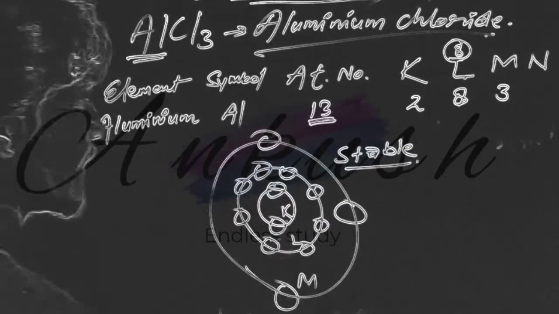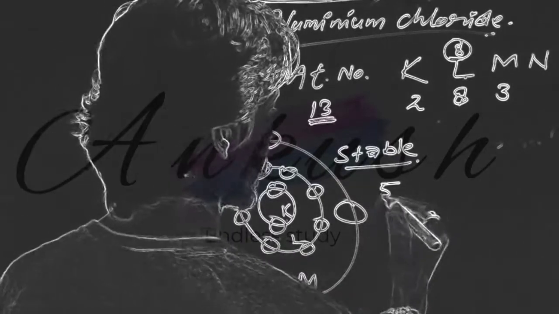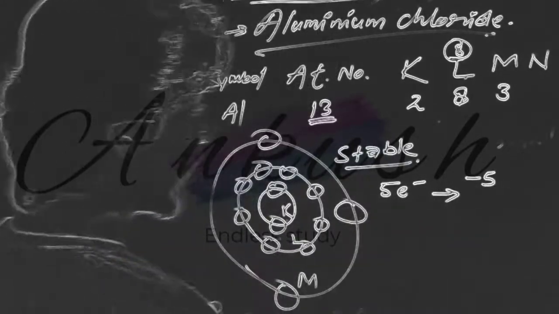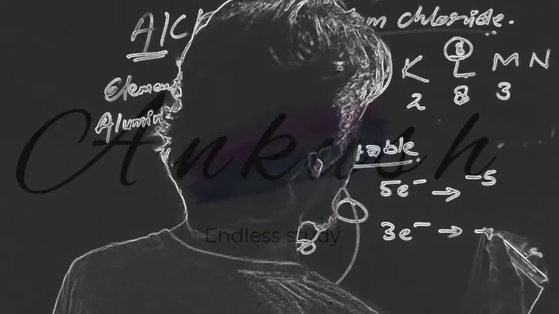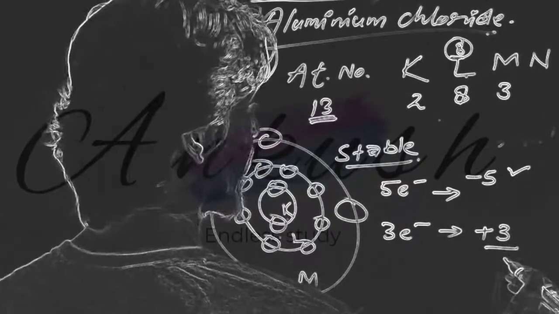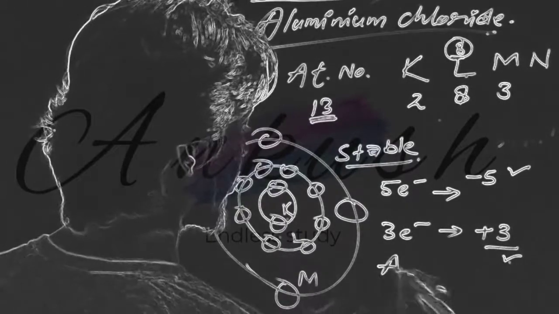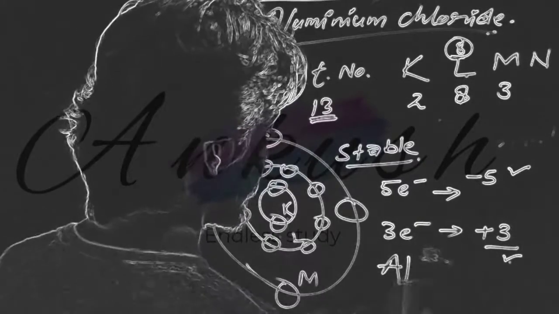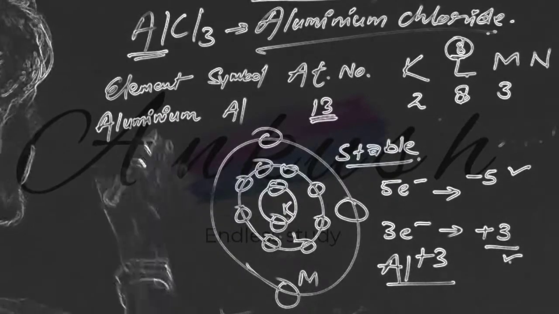Now you tell what is the better deal. We have to make it stable. So we need 5 more electrons. If you take 5 more electrons, the valency will be -5. But if you give off 3 electrons, then the valency will be +3. So what should we do? We should take 5 or we should give off 3. We should give off 3 electrons. So as per that the valency will be Al +3.